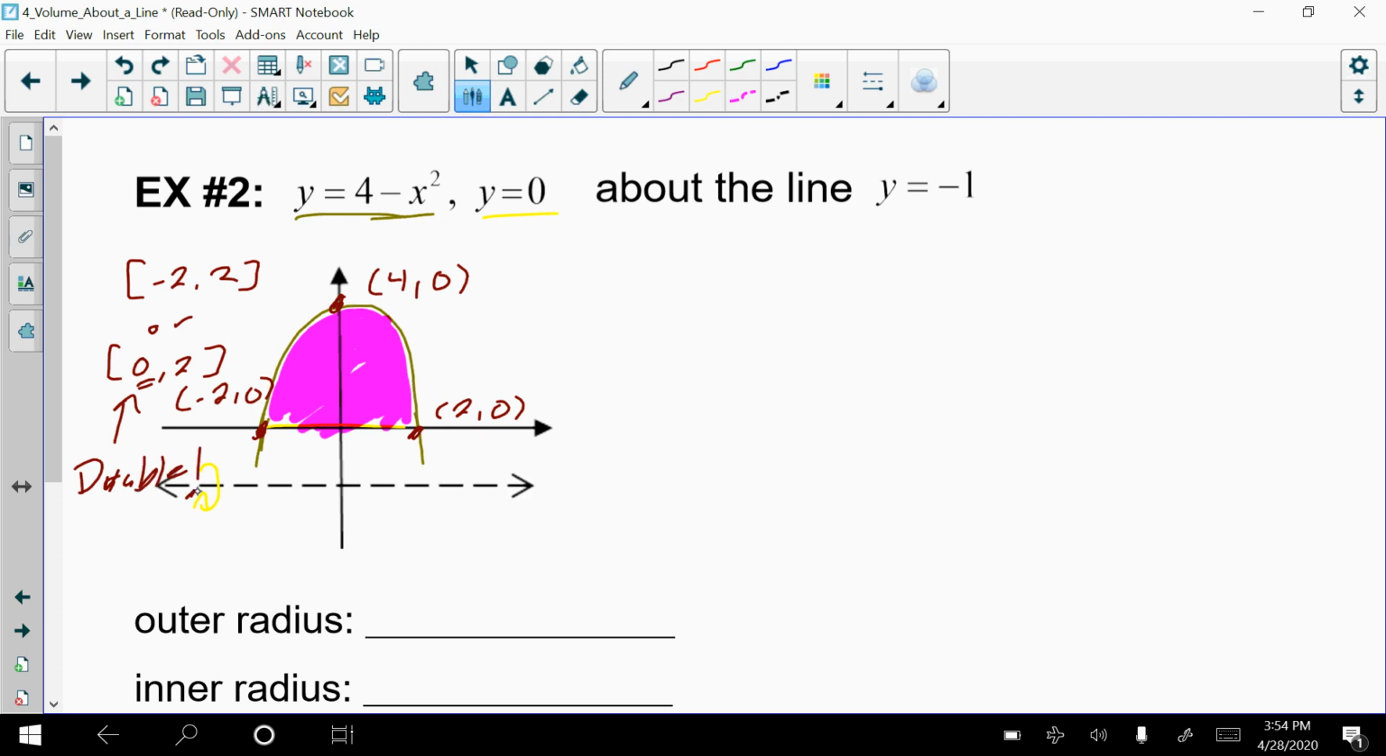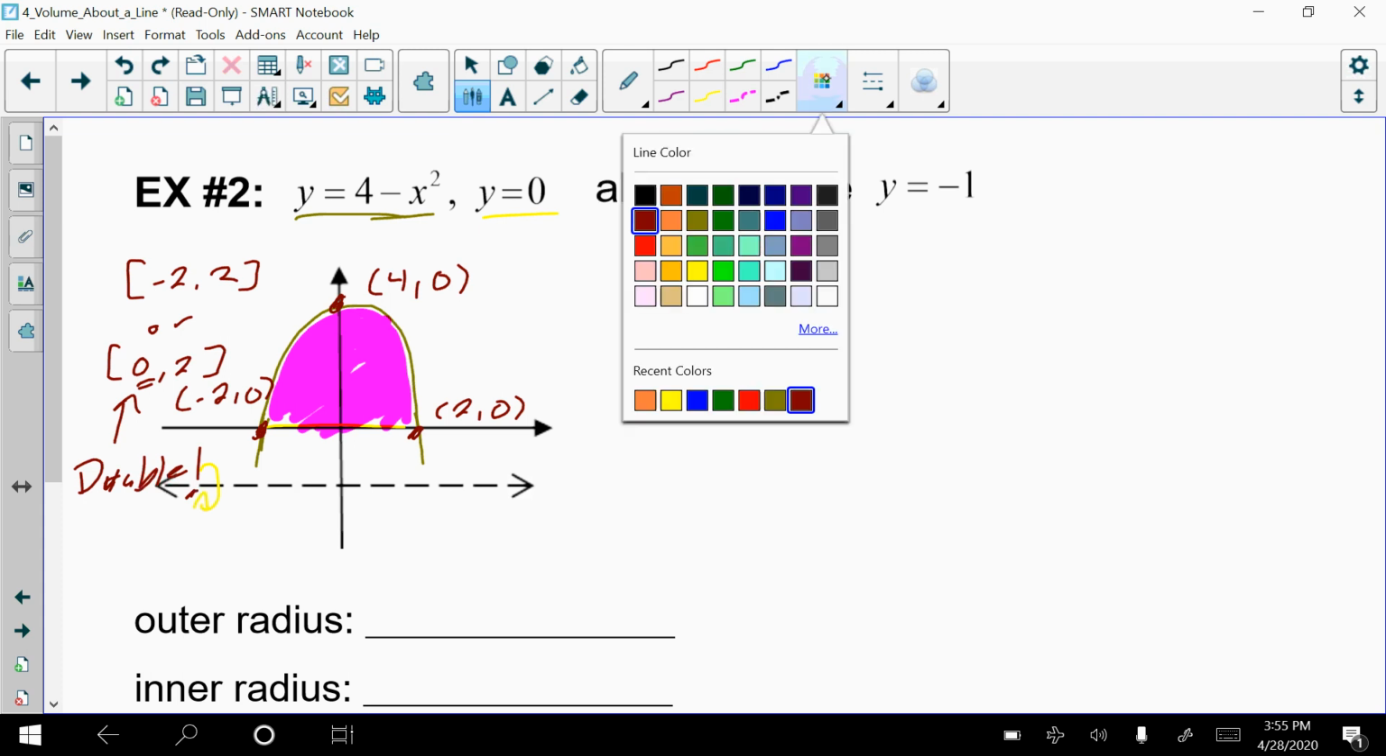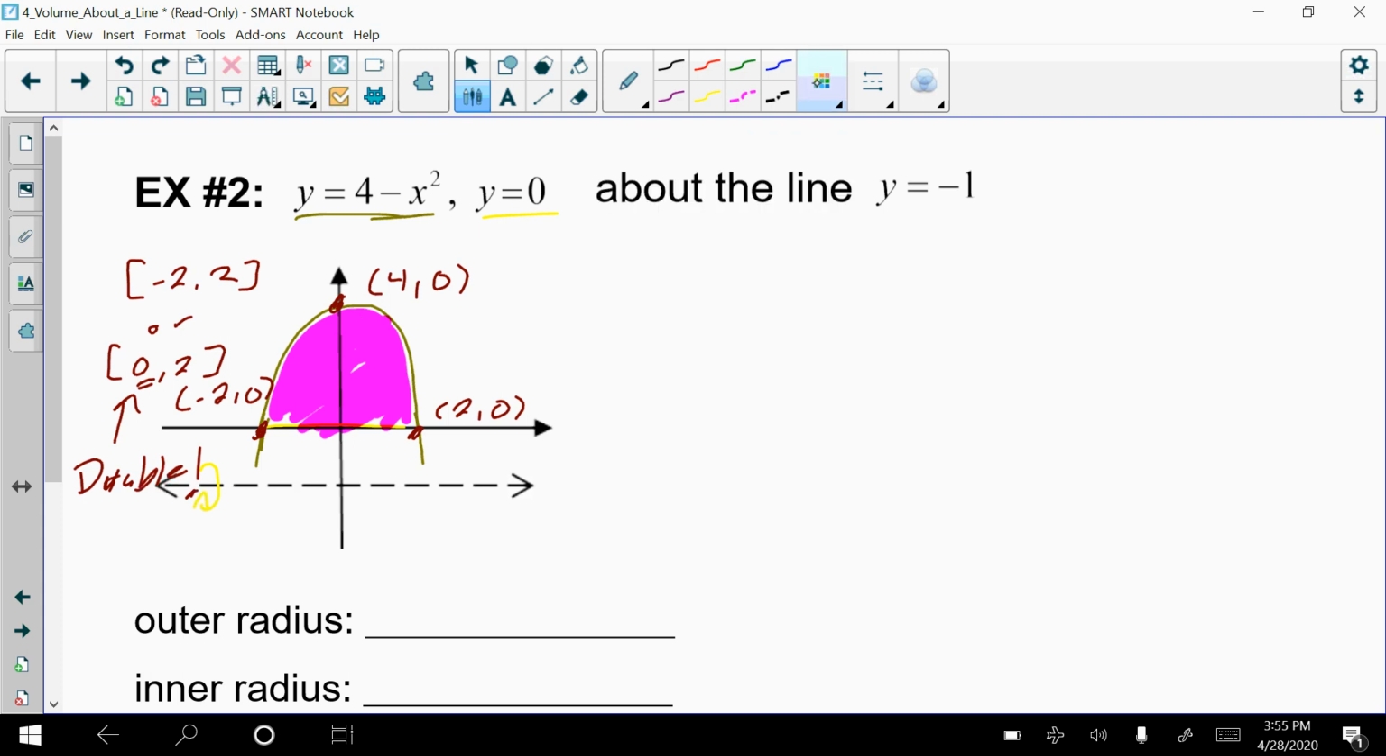You have to double that for the symmetric nature of the parabola. So let's see if we can identify the inner and the outer radii. The outer radius, you can imagine that from around here close to the vertex, or anywhere on the actual curve of the parabola itself, is going to be coming down here.